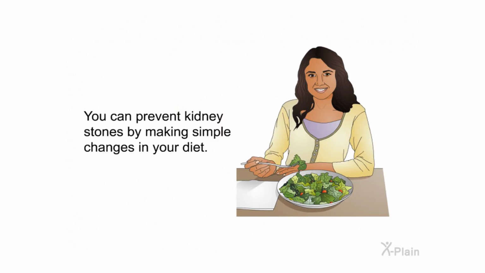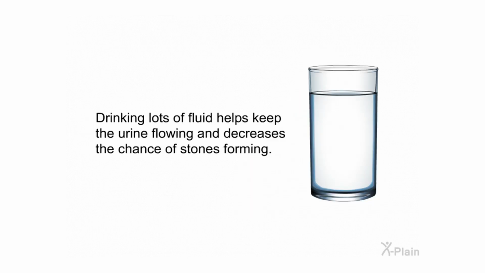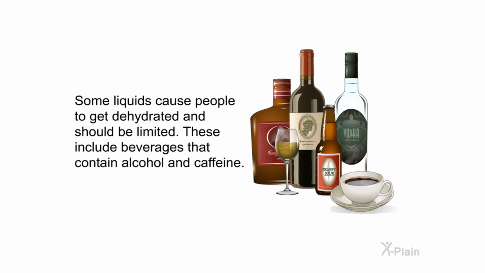Prevention. You can prevent kidney stones by making simple changes in your diet. Drinking lots of fluid helps keep the urine flowing and decreases the chance of stones forming. Some liquids cause people to get dehydrated and should be limited. These include beverages that contain alcohol and caffeine.